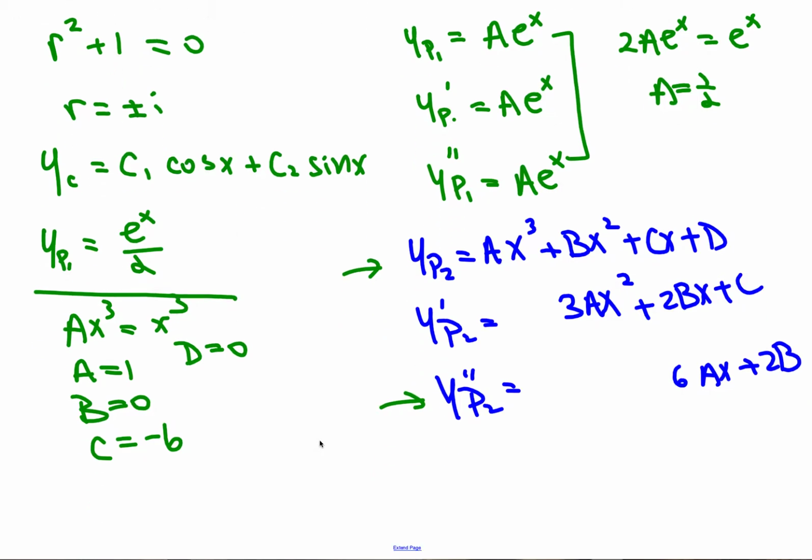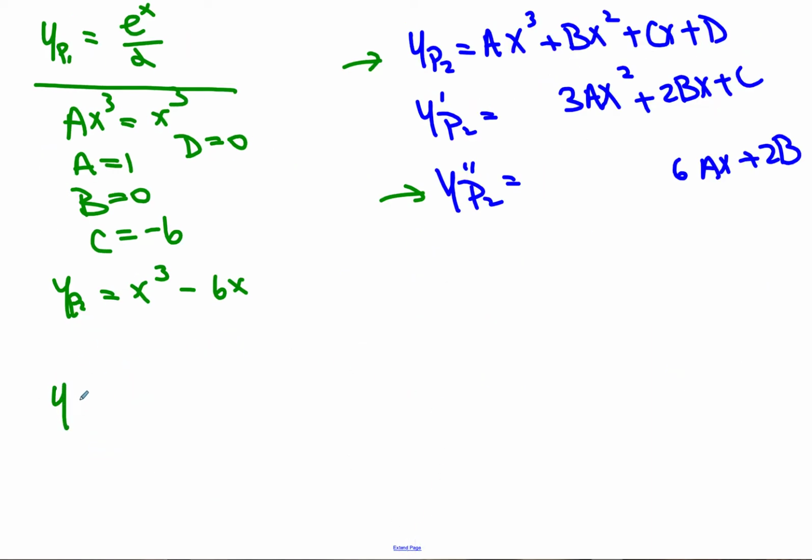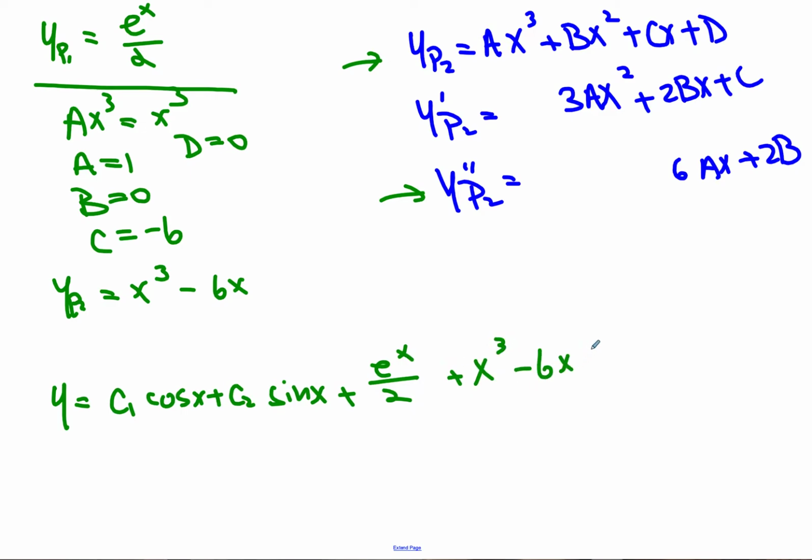Alright, so then what does that mean? That means the second one would have been x cubed minus 6x, my second part of the particular solution. So then let's write it. What is y equal to? It will be c sub 1 cosine of x plus c sub 2 sine x plus e to the x over 2 plus x cubed minus 6x. That's basically what we end up getting.